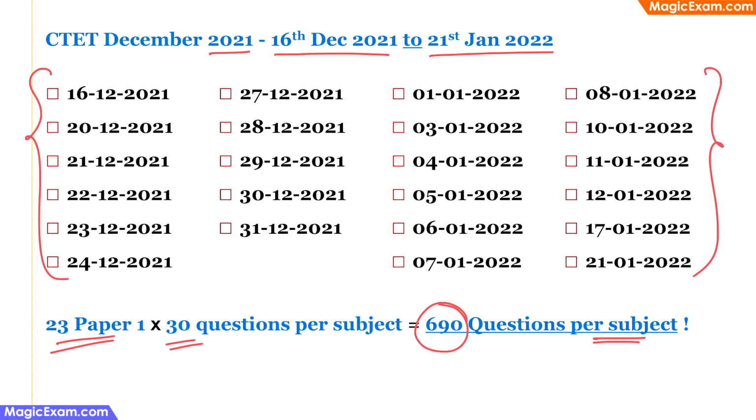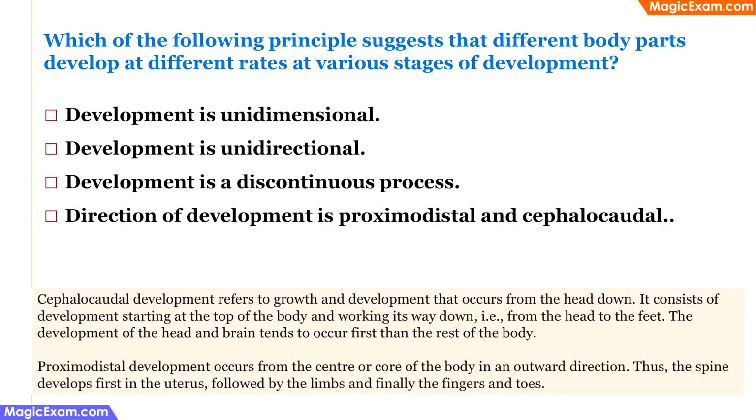So let's get started. Which of the following principles suggests that different body parts develop at different rates at various stages of development? To answer this question, you have to be familiar with two important terms which are frequently asked in the CDP question papers, that is proximodistal and cephalocaudal. Now cephalocaudal means that the development happens from the head down. That is, when the human body is growing in the mother's womb, then first the head develops and then the spine develops. And proximodistal says that the development happens from inside out.